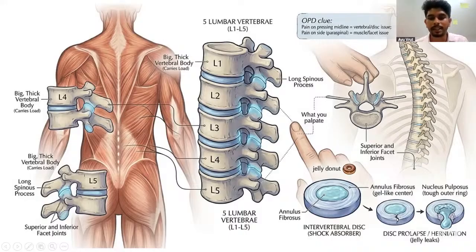But after this, if this proceeds further, then this annulus fibrosus gets opened up and your nucleus pulposus comes out. This gives rise to disc prolapse and herniation. It is somewhat like a jelly donut shape.